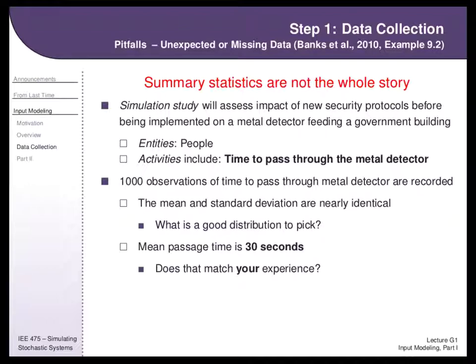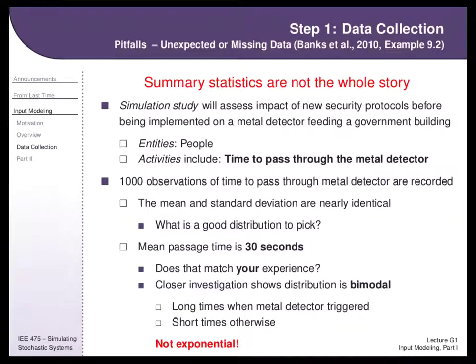And it probably means that this coincidence of the mean and standard deviation being the same was just a coincidence, and we need to look more closely at the data. So closer investigation shows the distribution is bimodal. It has two peaks, and this 30 seconds is firmly within those two peaks. So there are long times when the metal detector is triggered and short times otherwise.